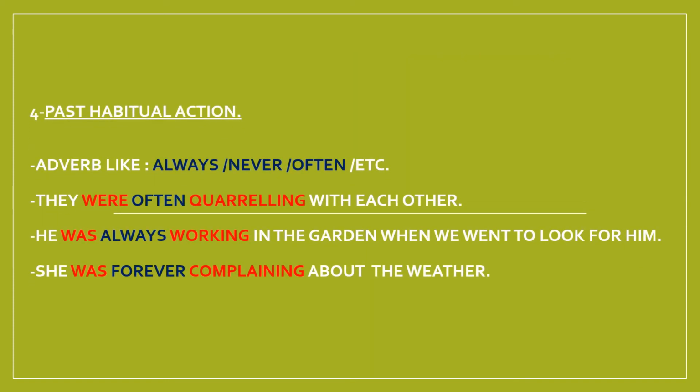Past habitual action is always used with adverbs of frequency like always, never, often, etc. Let's see. They were often quarreling with each other. The action was in progress and unfinished, incomplete in the past, but it kept happening and it happened repeatedly in the past. That's why we use the adverb of frequency to show that this action always happened repeatedly in the past. They were often quarreling with each other.